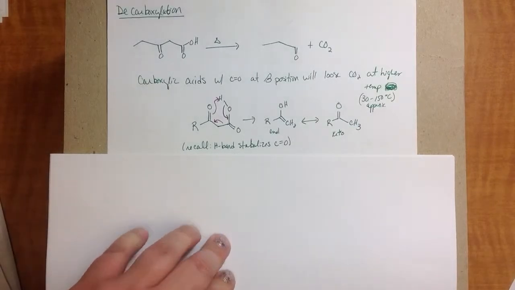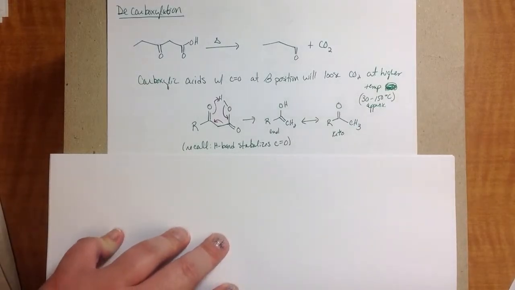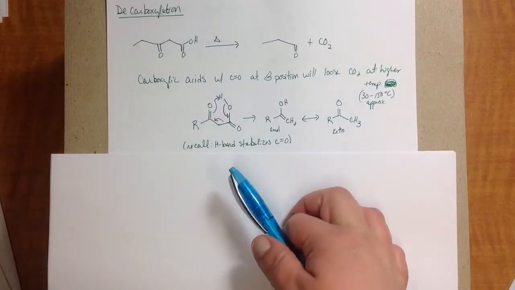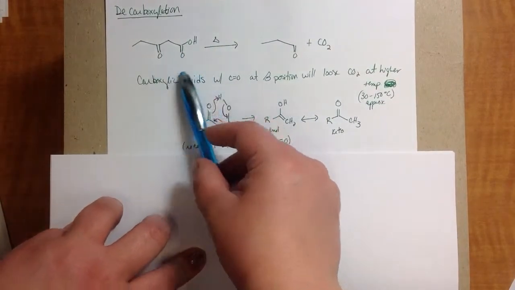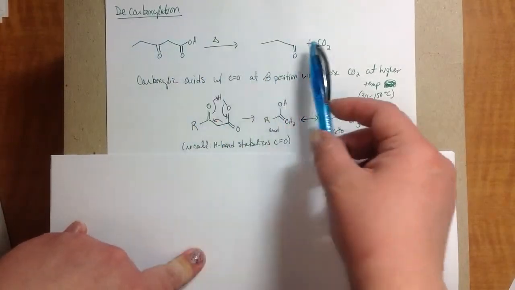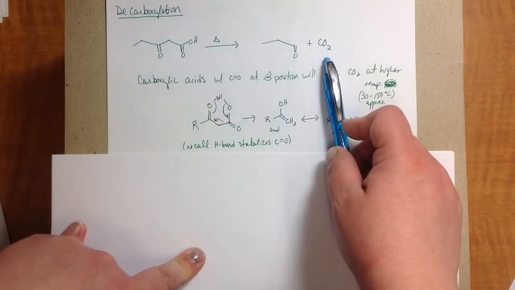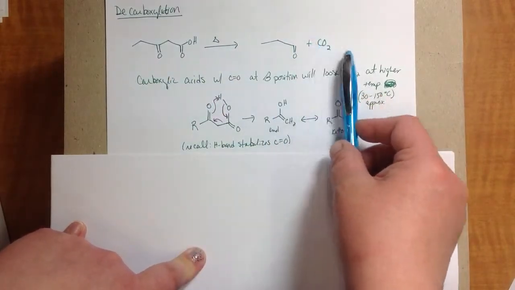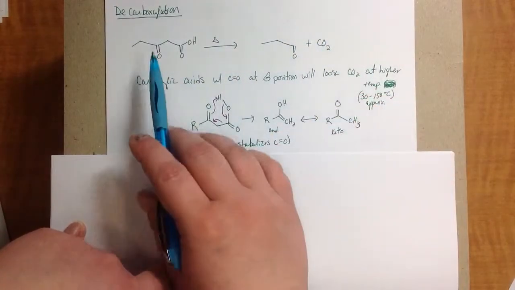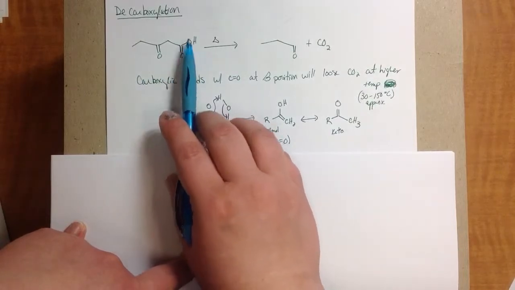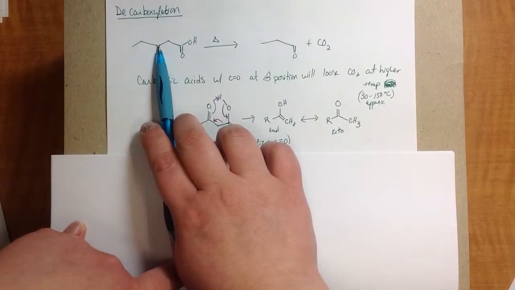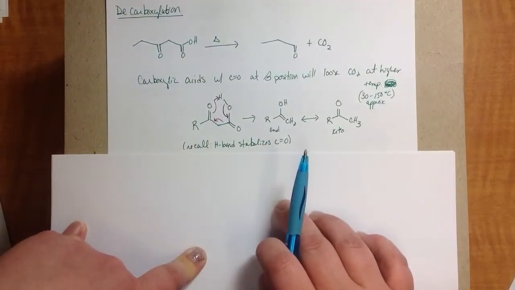We're going to start off by talking about some decarboxylation reactions. And what that means is that you have something like this that with heat produces CO2. So you can tell that you can take off the CO2 because a COOH, or carboxylic acid, is at the beta position to a carbonyl.